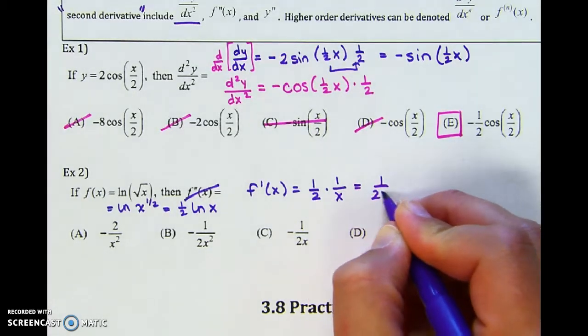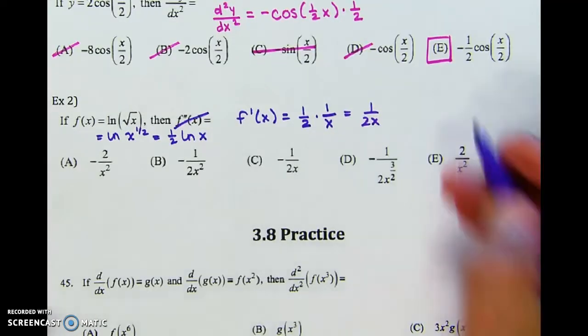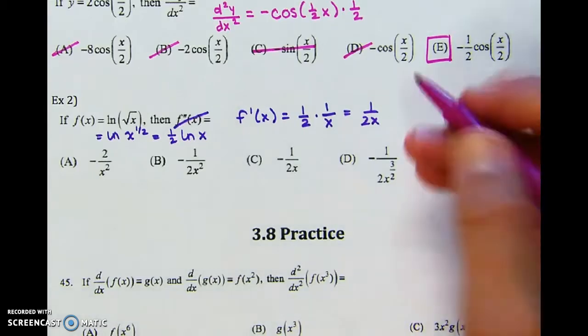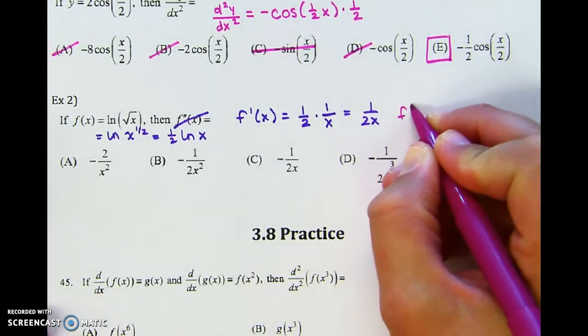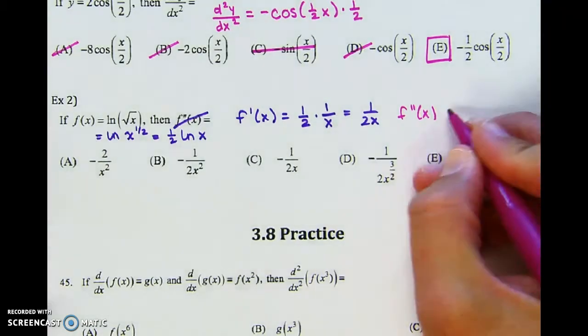So there's your first derivative, 1 over 2x. There's a couple different ways you could do this, but I'm going to show you the second derivative using the quotient rule. I think that would be, oh, my phone is ringing. Okay, sorry. Second derivative, ready?